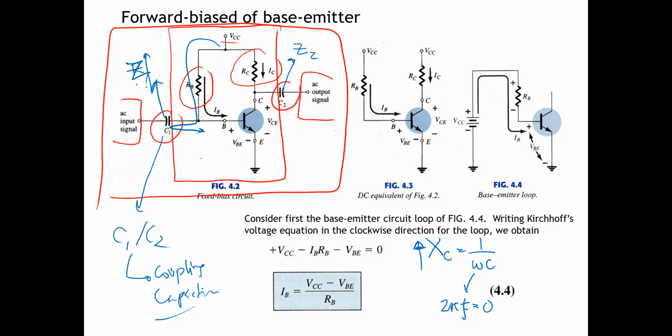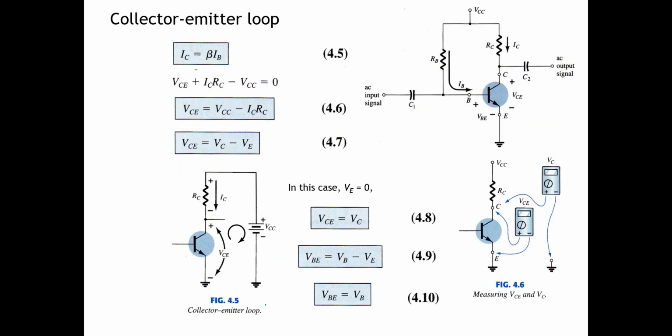The first one, we use Kirchhoff. So this is from the base resistor. We can see here the loop: plus VCC minus IB RB minus VBE is equal to 0. So IB is VCC minus VBE per RB. Okay, and we know that IC is beta IB.